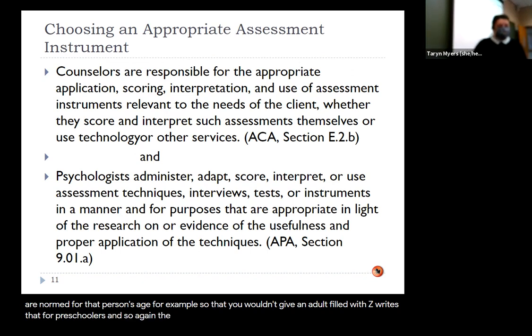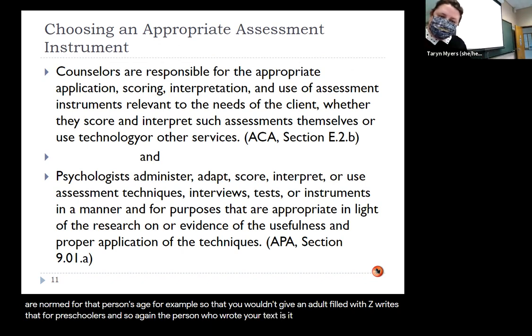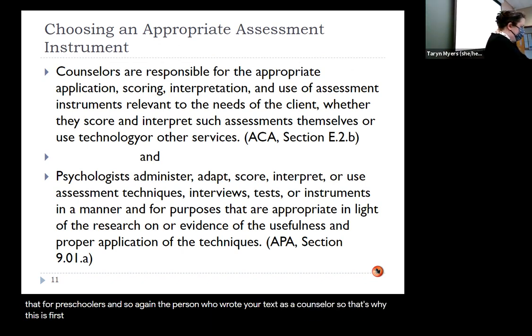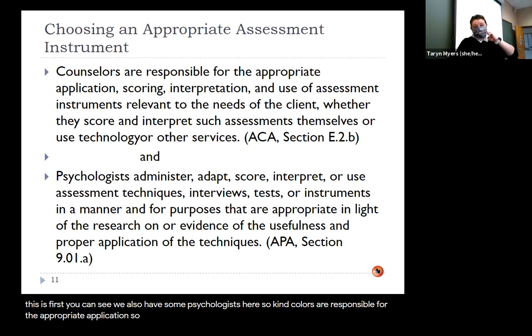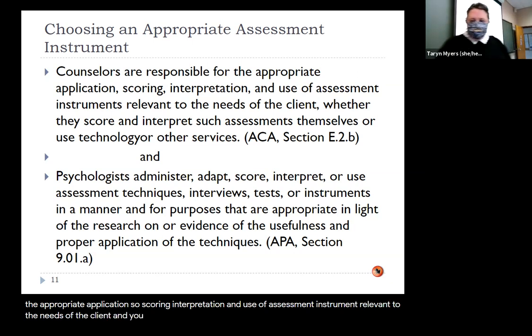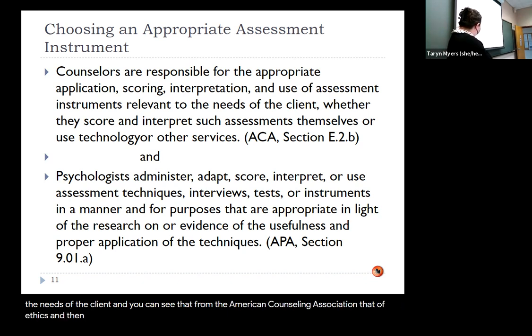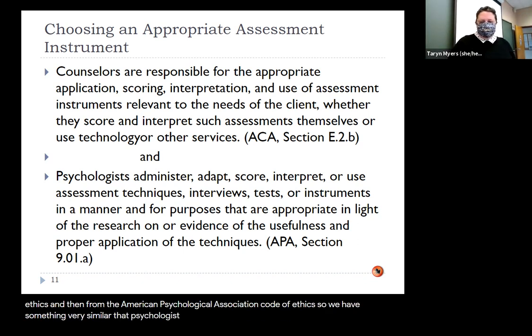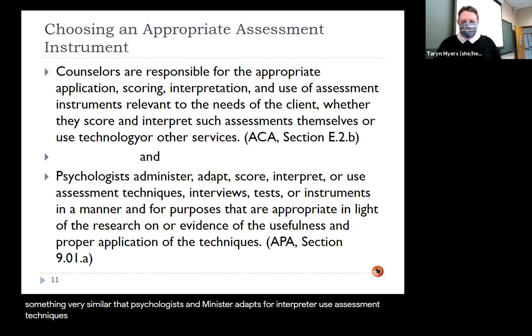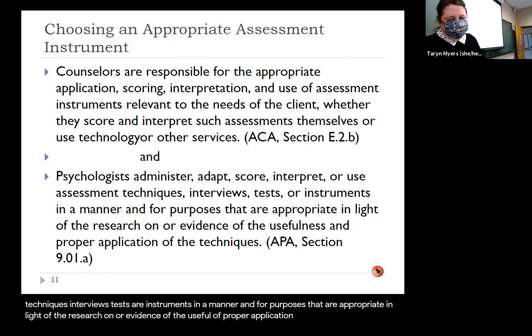And again, the person who wrote your text is a counselor, so that's why this is first, because we also have stuff about psychologists here. Counselors are responsible for the appropriate application, scoring, interpretation, and use of assessment instruments relevant to the needs of the client. You can see that's from the American Counseling Association Code of Ethics. And from the American Psychological Association Code of Ethics, we have something very similar: psychologists administer, adapt, score, interpret, or use assessment techniques, interviews, tests, or instruments in a manner and for purposes that are appropriate in light of the research on or evidence of the useful or proper application of those techniques.